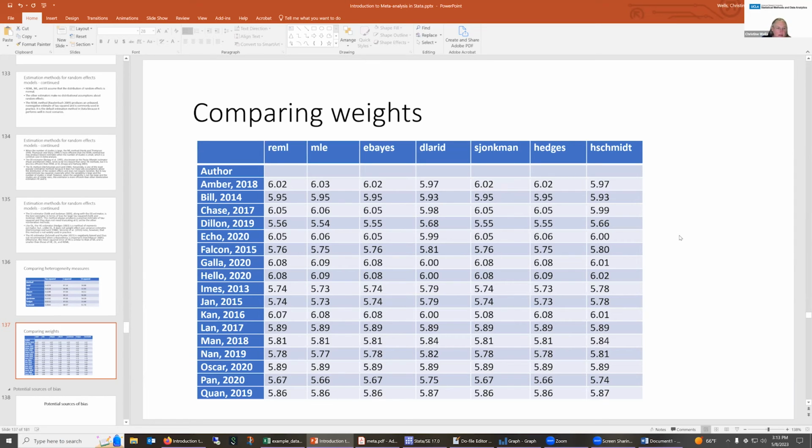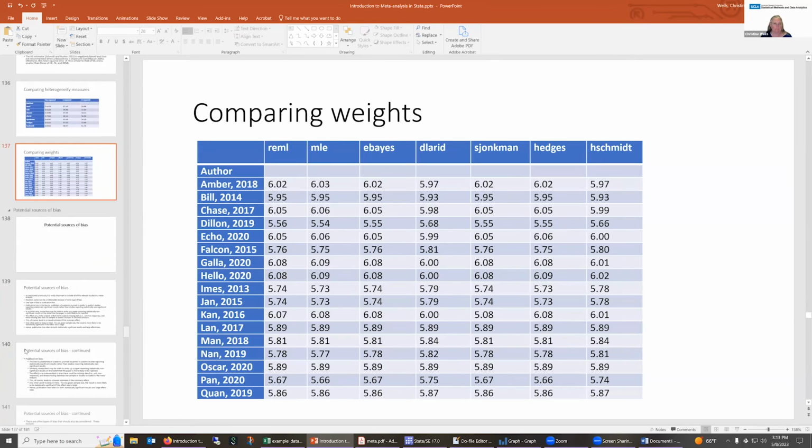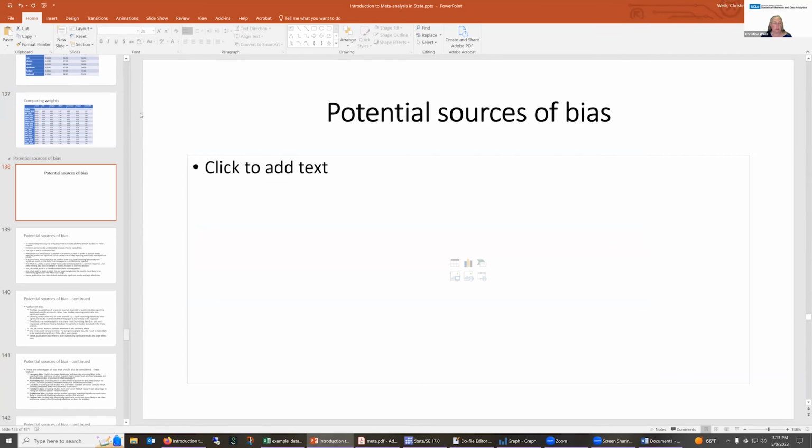That is that discussion of estimators. Any questions, please? Before we move on to potential sources of bias, any questions at all?